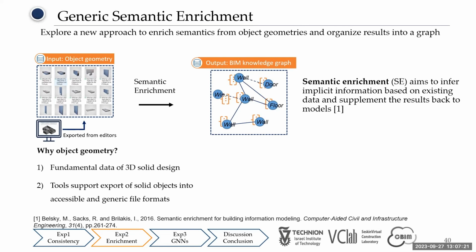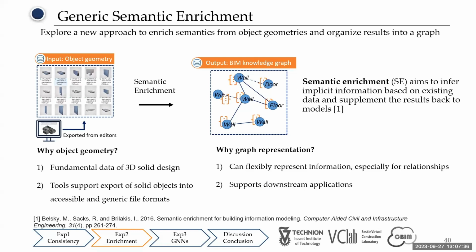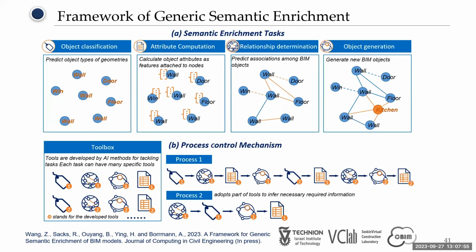Why object geometry? Because this is the fundamental data of 3D design, and tools support exporting solid objects into accessible and generic file formats, such as mesh PLY files. And we already know that graphs are really flexible to represent different types of information, especially relationships. And we know that graphs can enable intelligent applications as demonstrated in the previous example. Therefore, we propose the framework of generic semantic enrichment.